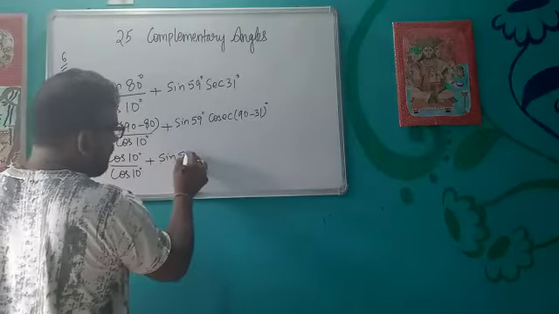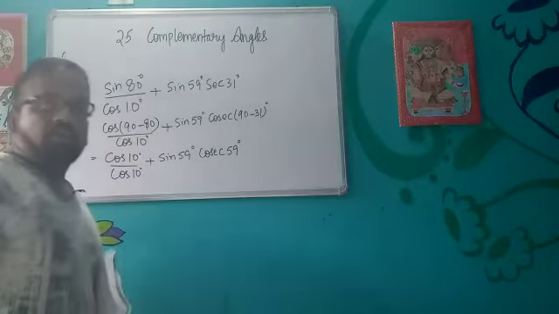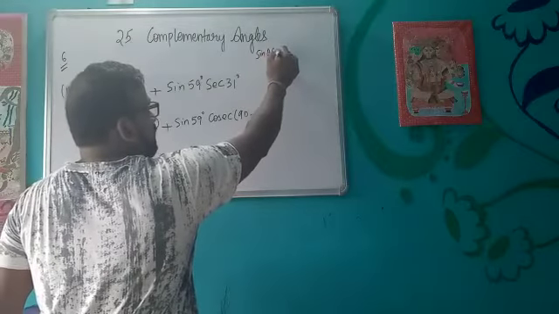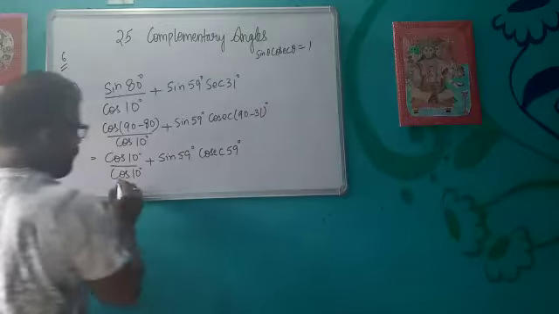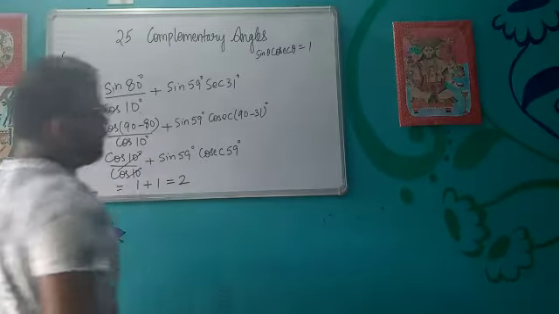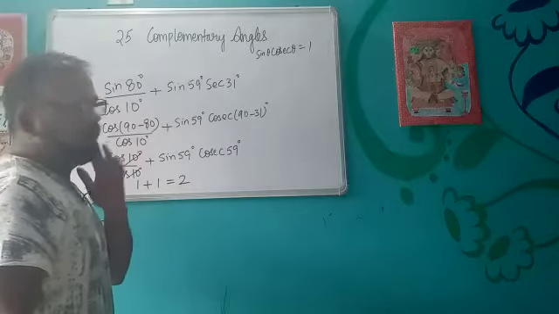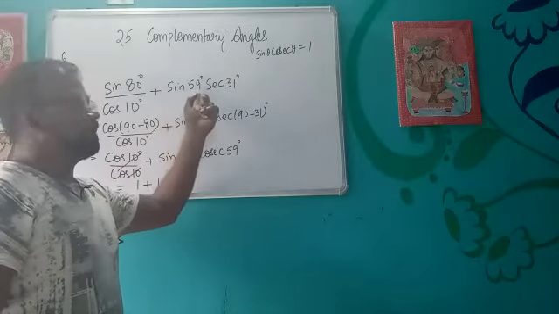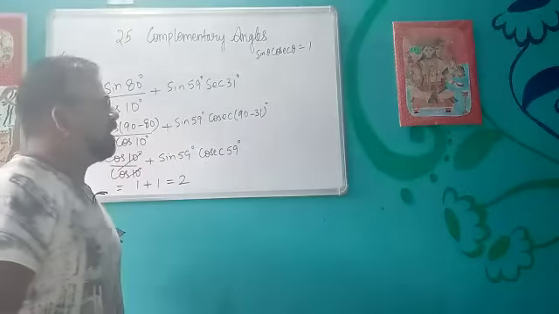sine 59 degree and cosec 59 degree. Now we will once again use a reciprocal relation, that is sine theta into cosec theta equals 1. So we will replace this. What you will get? It becomes 1 plus 1, that is 2. Okay, so you can see these are not very difficult questions. Only thing that you keep in mind is that either you are replacing the trigonometrical ratio or you are replacing the respective angle into its corresponding complementary angle.